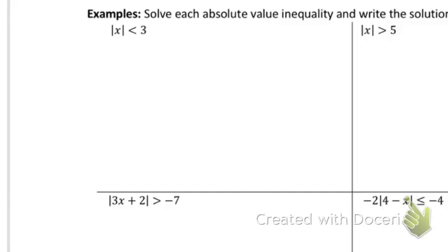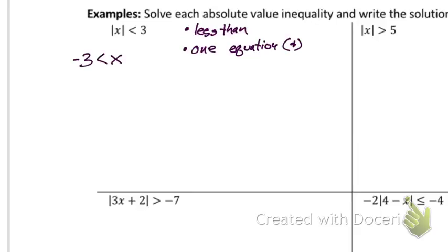This is why when we have a less than statement, let's go ahead and mark that. So this is a less than statement. It's less than, so we're going to write one equation. And that really is an and statement. And that one equation is just going to be, instead of +3, we're going to start with -3. Is less than x is less than 3.